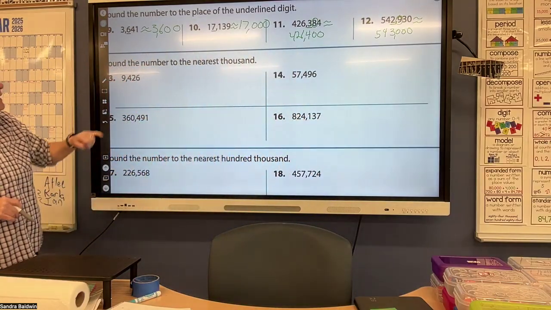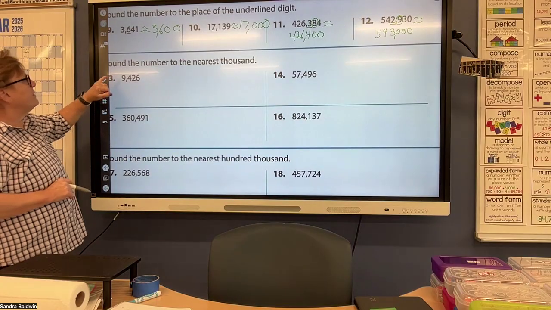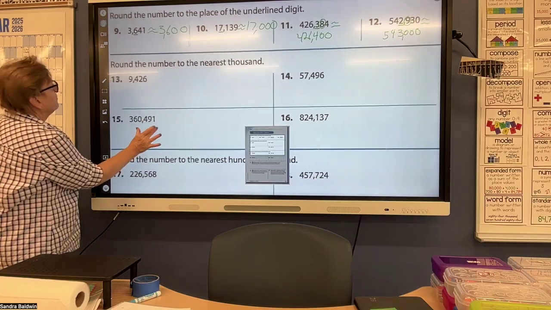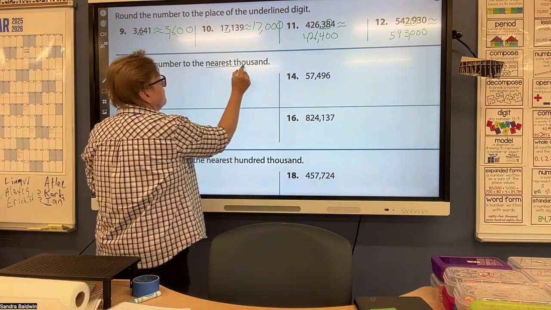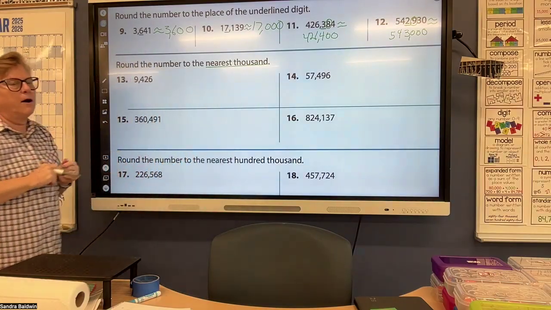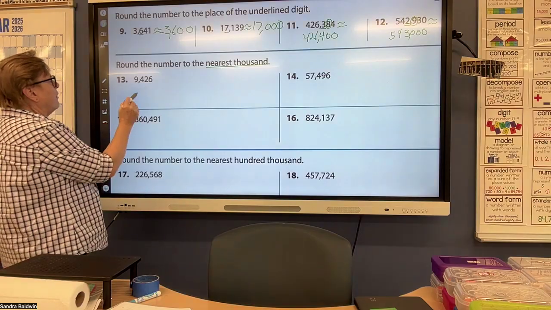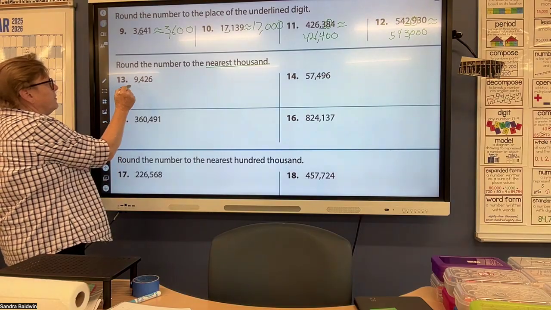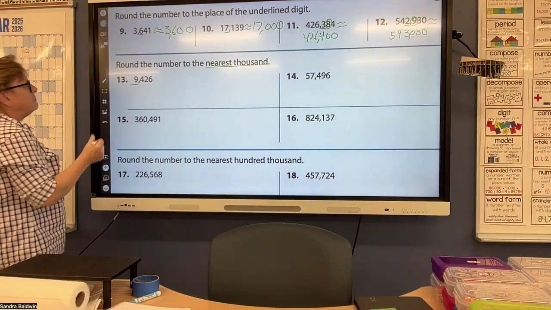Number 13, the directions change. It is round the number to the nearest 1,000. So that tells us what we do. All right, the digit that is in the thousands place in 1,009,426 is the 9. So I'm going to underline the 9.